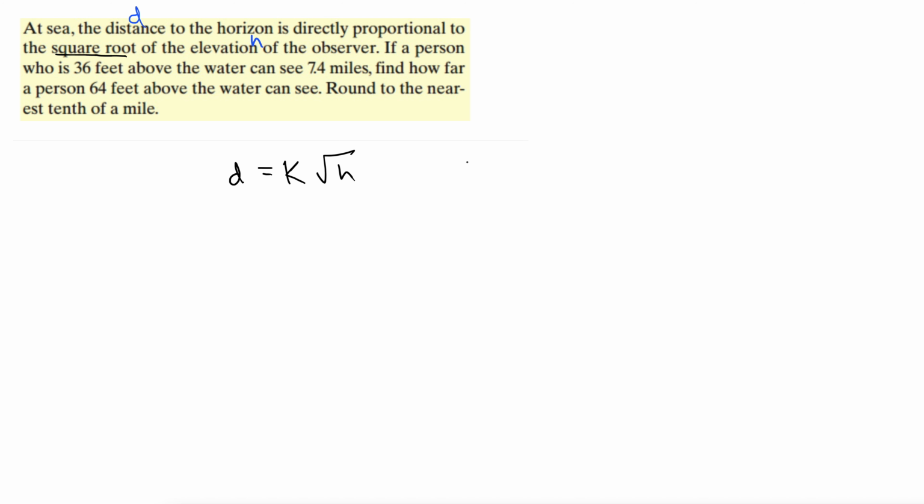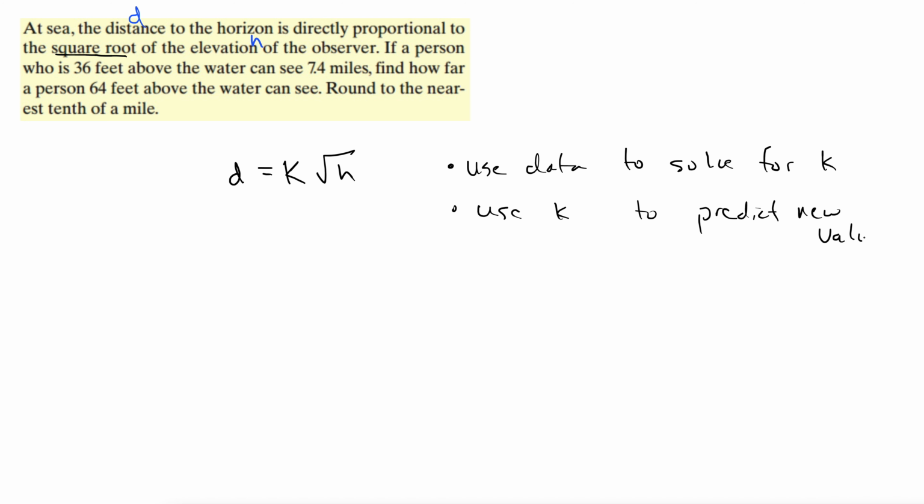So from here, use data to solve for k, and then you use k to predict a new value. There's very much a sense of repetition with these kinds of problems. Okay, let's do it. If a person is 36 feet, so this is height here, and 7.4 miles is distance. So let's use that to solve for k.